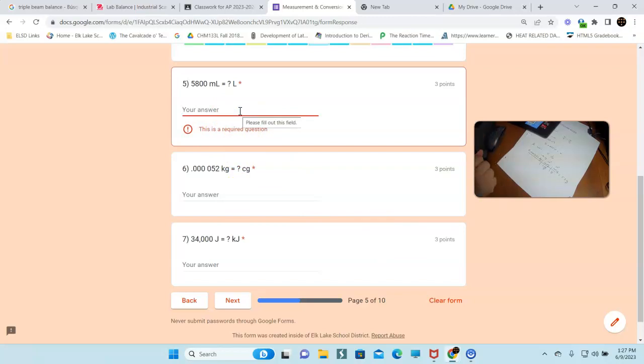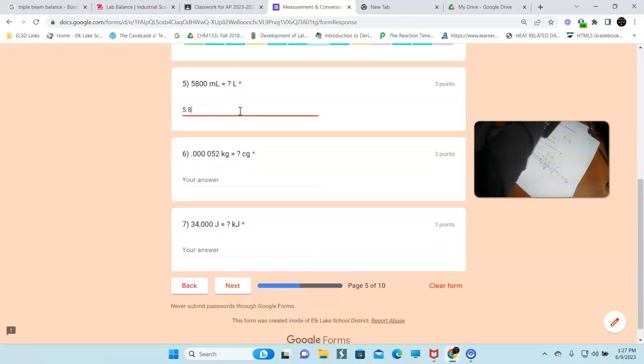All right, my answer for that one, what did I say it was? Divide by 1,000, 10, 100,000, 5.8 liters. And this one here is going to be 5.2. Ooh, it's raining out. And to go from joules to kilojoules, you divide by 1,000, so that's 34.